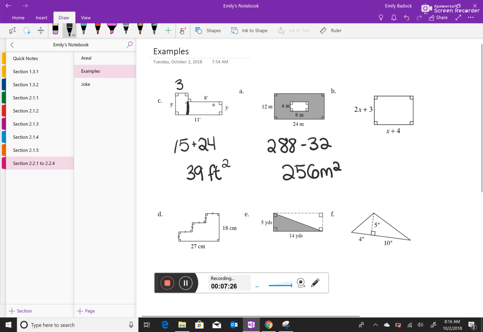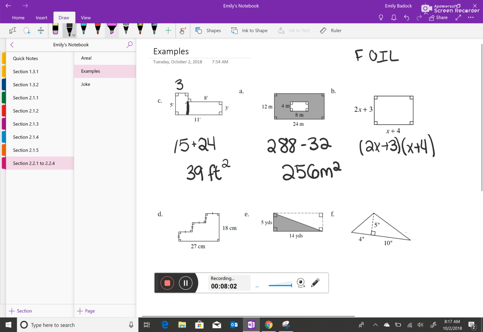Alrighty, this next one is not like anything we've really seen before. Actually, we have seen something like this before, but I don't think we've actually put it into an area formula. So if we want to find the area of a rectangle, you just take length times width. So that's exactly what we're going to do. We are going to take 2x plus 3 times x plus 4. There are 2 different ways to do this. You could FOIL, which stands for first, outer, inner, last.